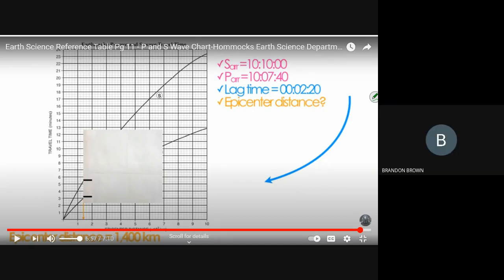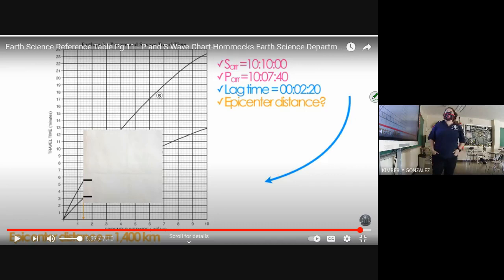Yeah, so you have to just move the paper until it hits both lines perfectly, I guess, right? That's right. So the beginning of your 0 should be on the P line, and the beginning of your 2:20 should be on your S line. Because remember, the lag time is the space in between the two lines, right? That distance gives me how far the epicenter is from your seismic station. So what you just found out is that 1,400 kilometers away is the epicenter, the major problem or the major damage for your earthquake.